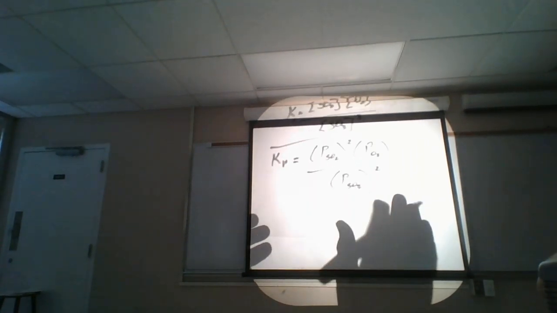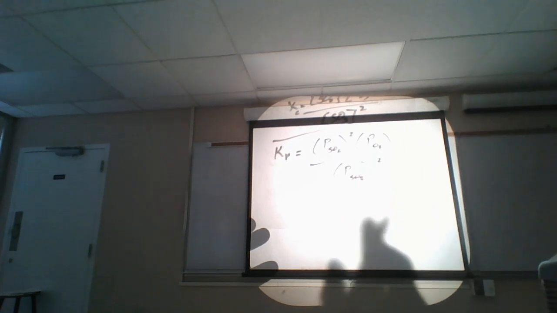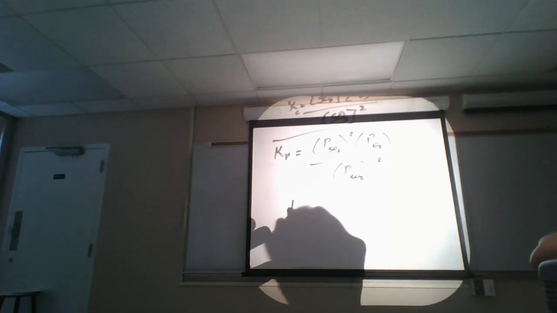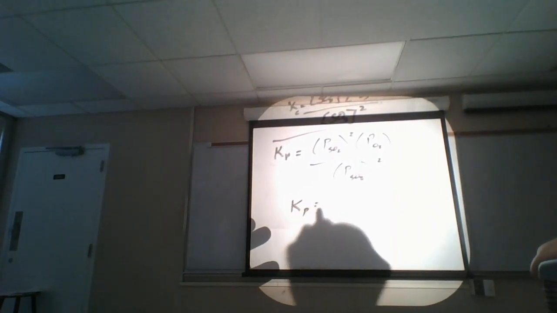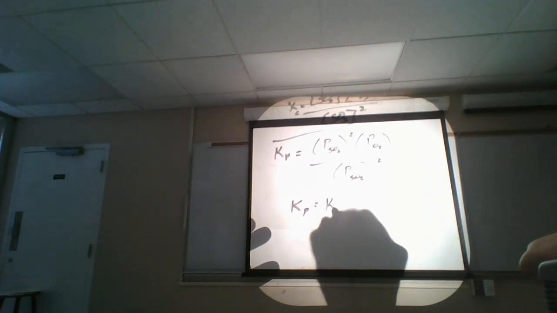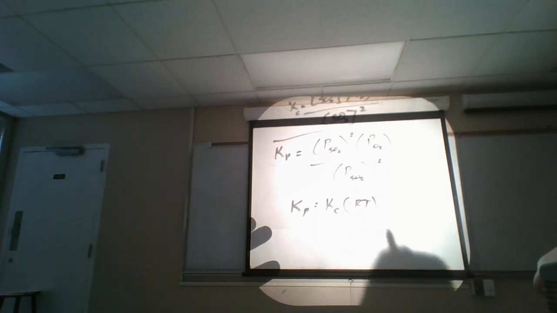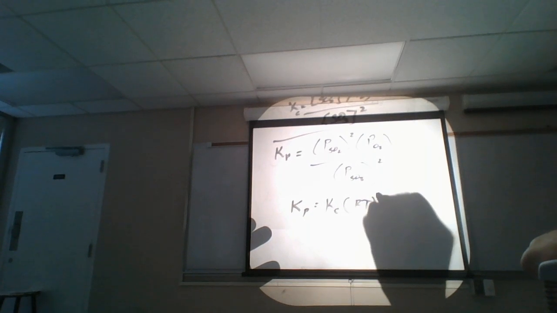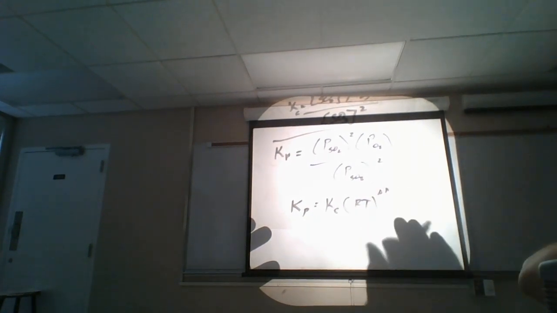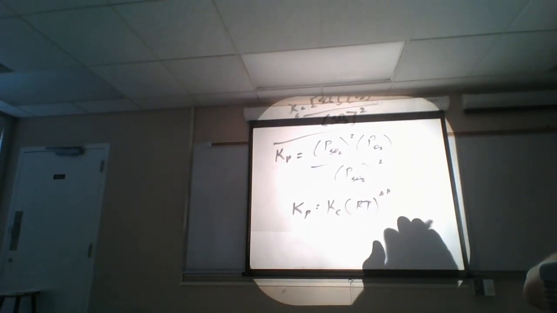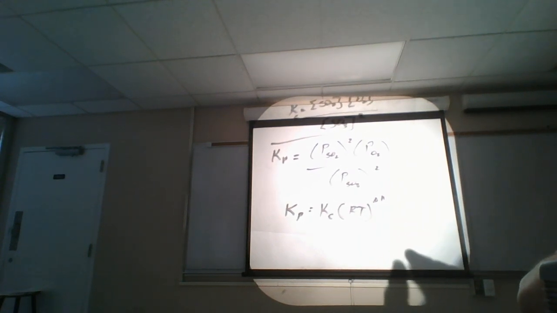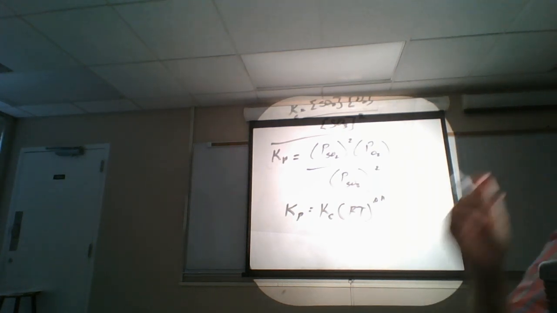All right? You can interconvert between these things. For example, Kp equals Kc times RT, where this R is the 8.31 R, raised to the delta n power. Okay? Now then, let me stop this for a second.